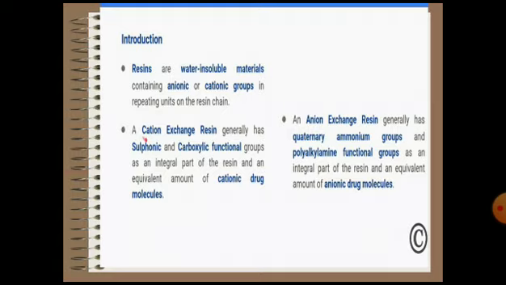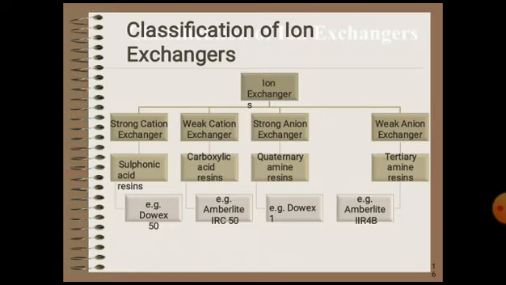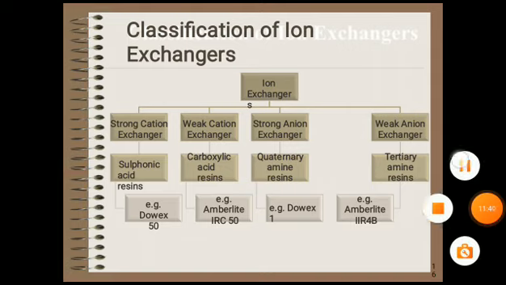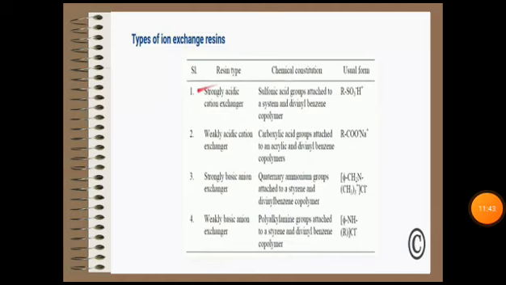Okay, fine. So next, further it will be classified. A cationic exchange resin will be there, right? So that is further classified into strong cation exchangers, weak cationic exchangers. Wait one second. Okay, this is better. So that is wrong. Something wrong will be there in that slide.